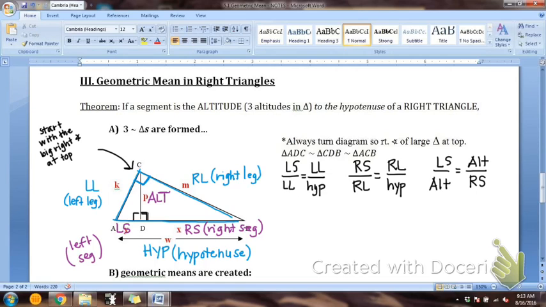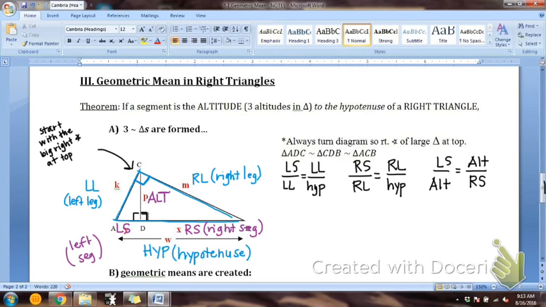So we have 3 separate problems that we're going to work with. Based on the information you're given, you're going to be able to figure out what's the missing piece. Okay? So this part A of your notes is huge. Not only is it the diagram, but it's also telling you what geometric means go together. And you're going to need to remember that. Okay? So if we go down a little bit, part B says geometric means are created.